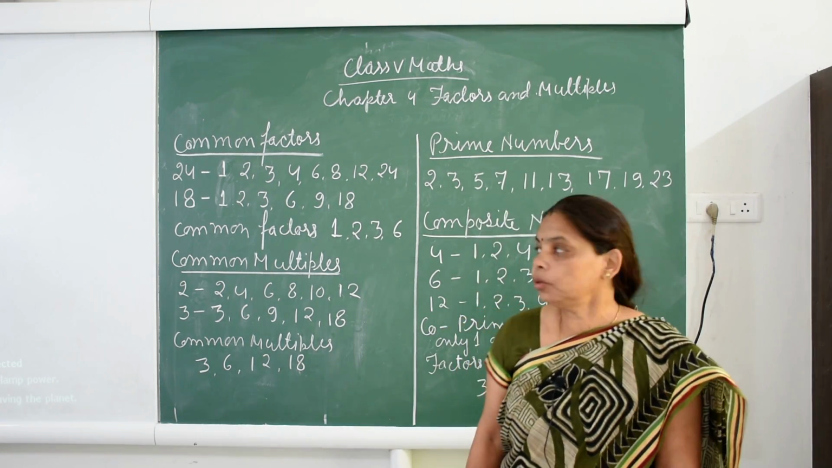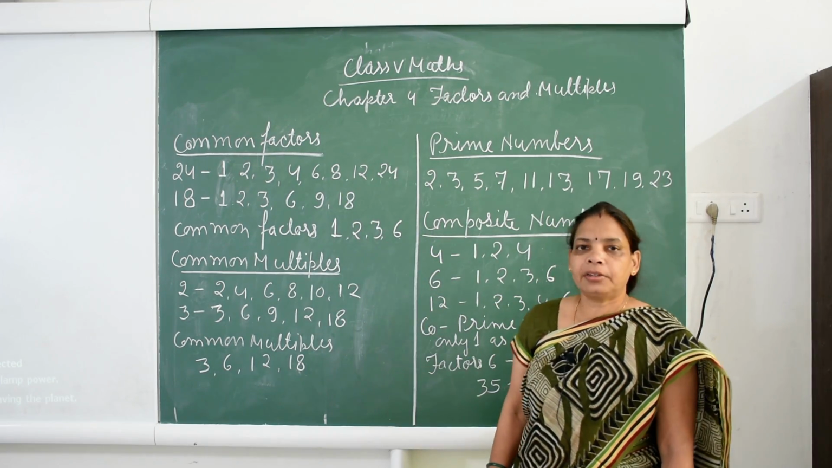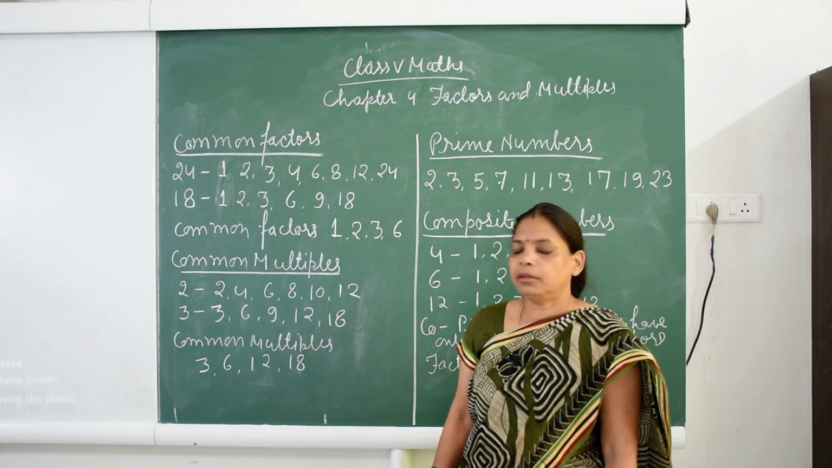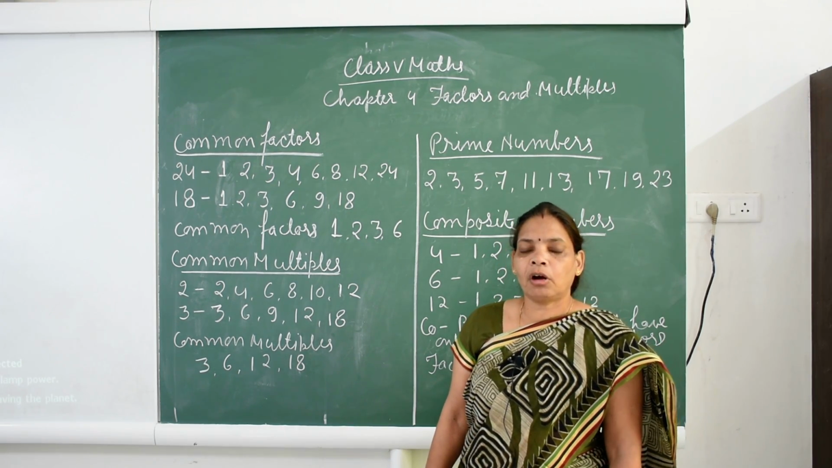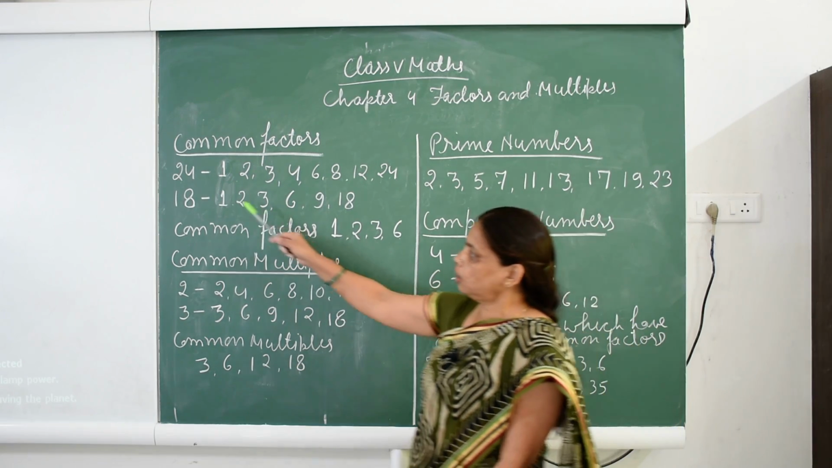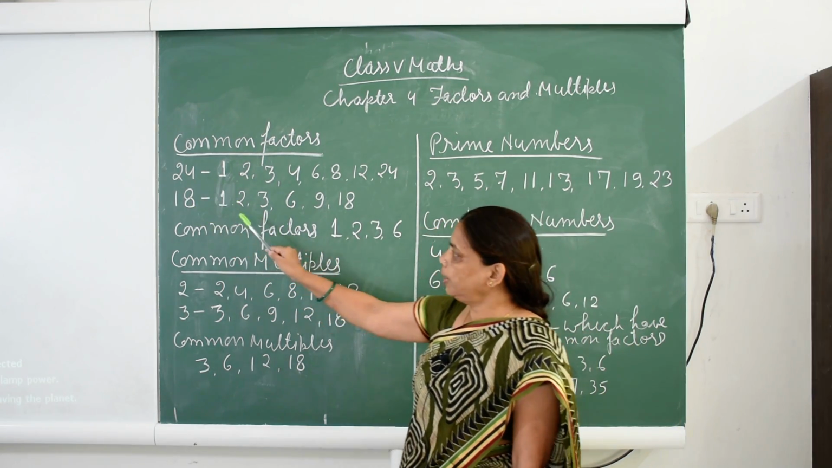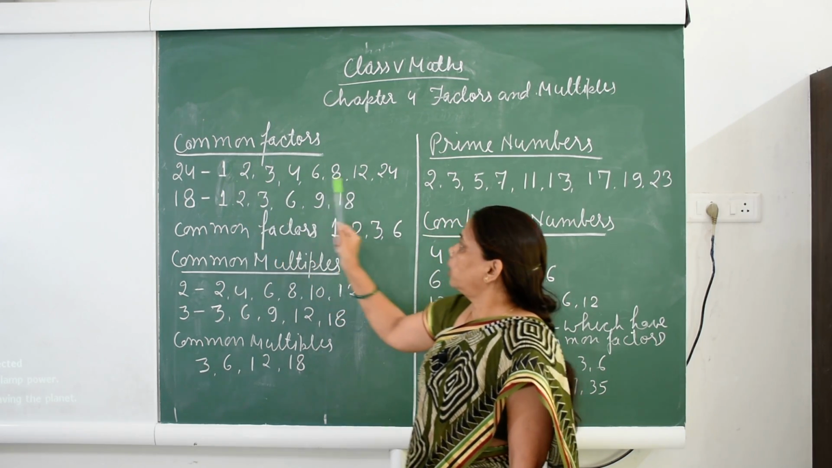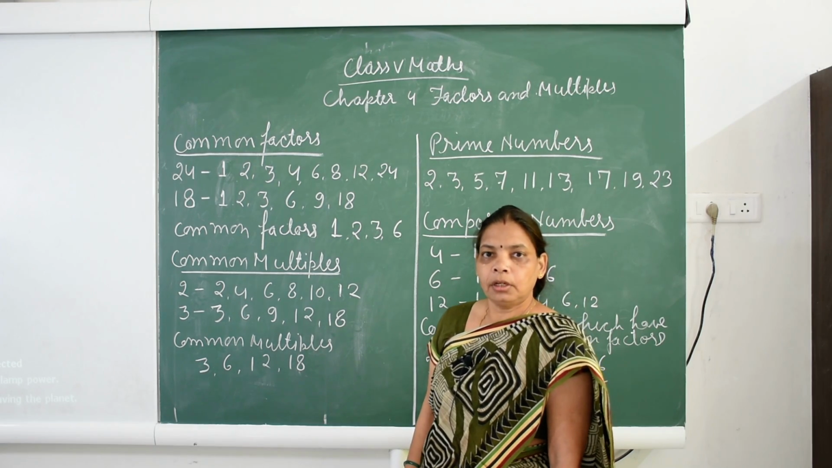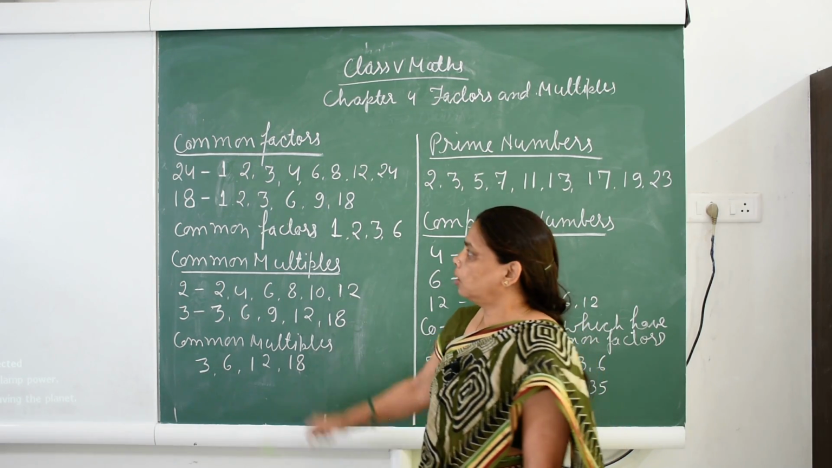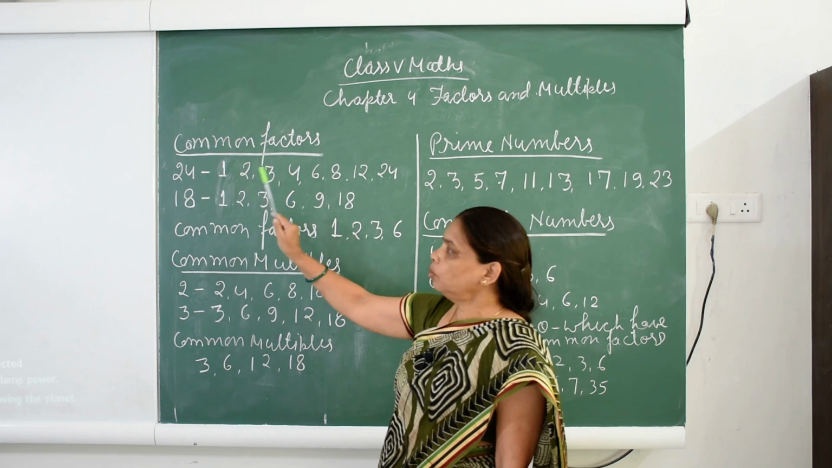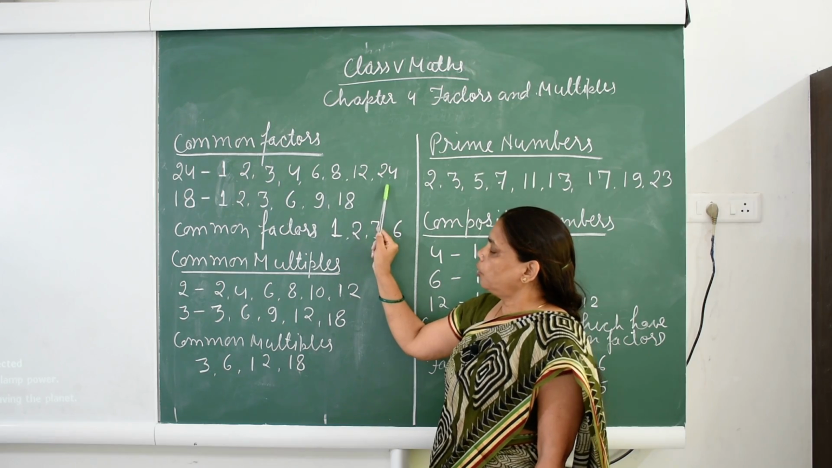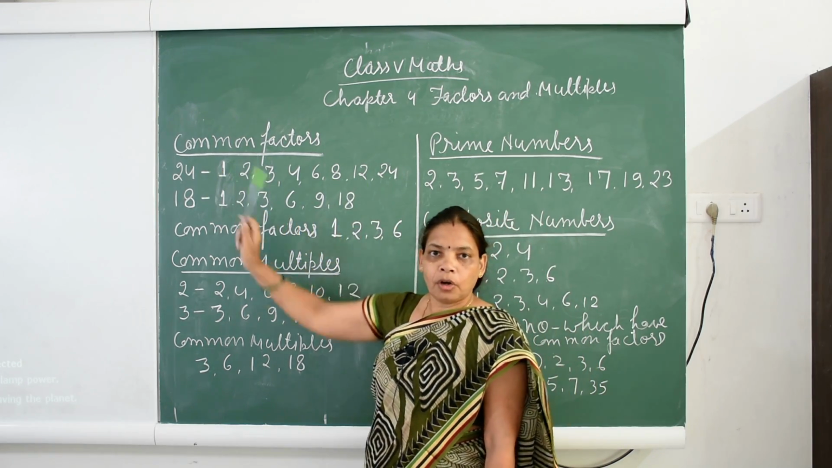So children, you know what a common factor is. Common factor means when we find the factors of two or three numbers and these factors are common, we call them the common factors. For example, 24 and 18. First we find the factors of 24. 1 and the number itself are factors of every number. So 1, 2, 3, 4, 6, 8, 12 and 24. All these are the factors of 24.